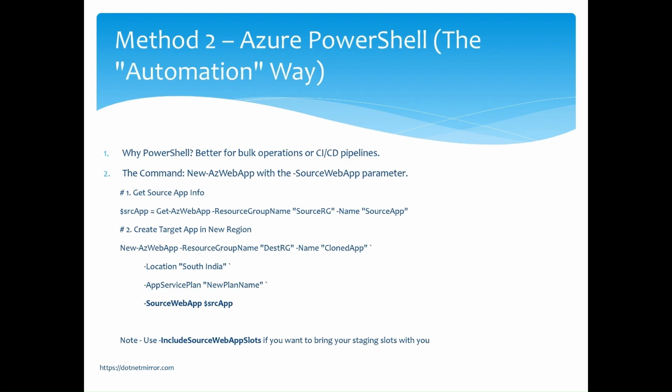For those who love automation, method 2 uses Azure PowerShell. This is perfect for bulk operations. We use the New-AzWebApp command with the source web app parameter. As you see here, we first get the source app information and then run the create command for the new region. And if you want to bring your slots along with your application, use include source web slots in your command. In this way, you can use this particular command New-AzWebApp, and you can clone your app from the automation perspective as well.